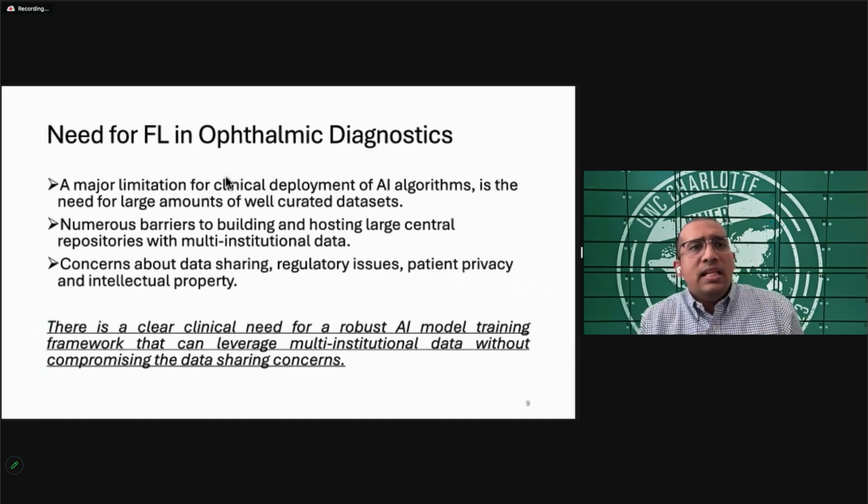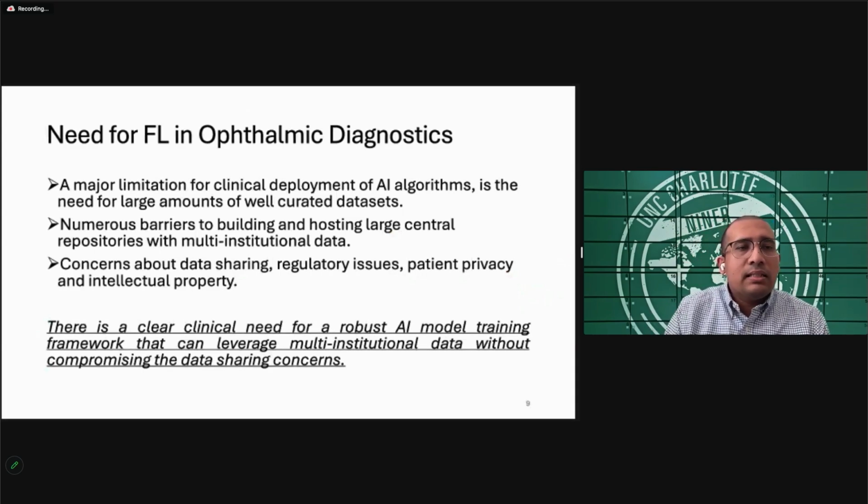So now, what is the need for federated learning in ophthalmic diagnostics? A major limitation for the clinical deployment of these AI algorithms is the need for a large amount of well-curated and labeled data sets. And there are numerous barriers to building and hosting these large central repositories and multi-institutional data sets, because there are concerns about data sharing, compliance, regulatory issues, and hospitals are generally very strict about sharing their data. So there's a clear clinical need for a robust AI model training framework that can leverage this multi-institutional data without compromising these data sharing concerns.